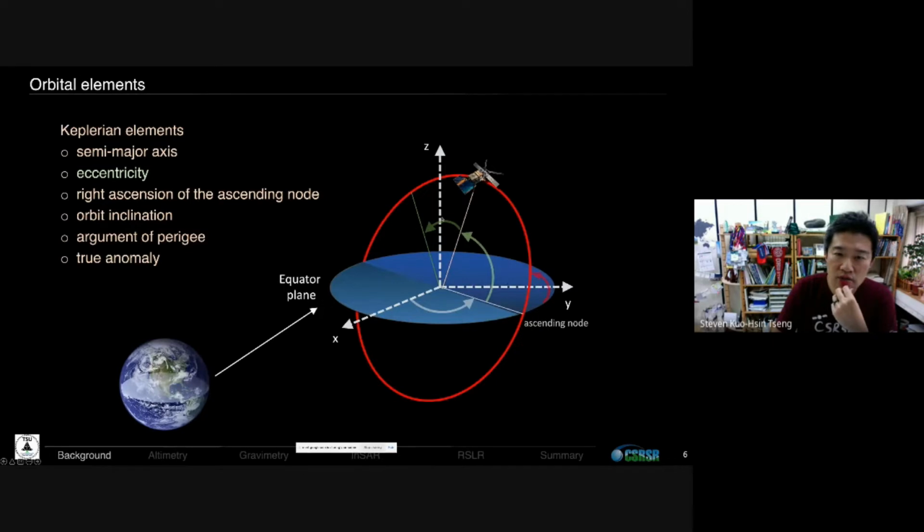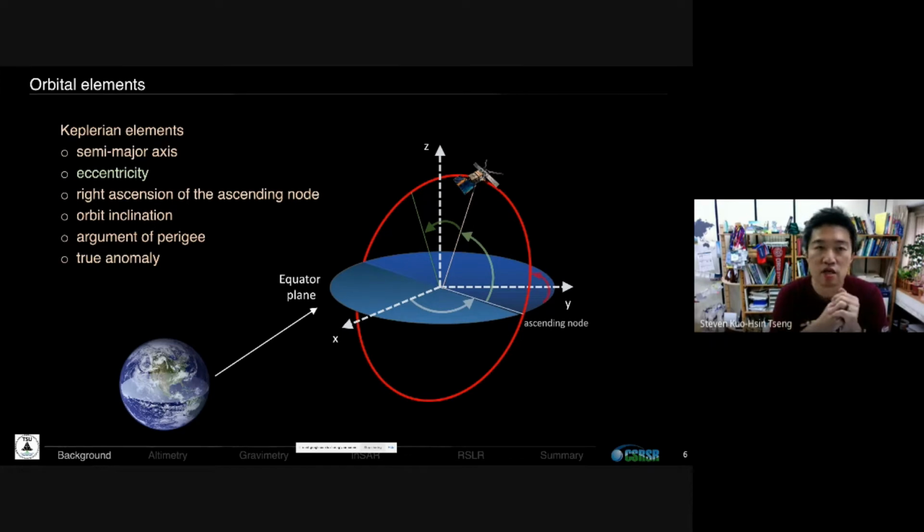And the argument of perigee, this is the perigee. If we treat this as an ellipse, this is the focus. Then the closest point to the focus will be the perigee. And the true anomaly will be where the satellite is at a certain moment. So basically, with these 6 Kepler's elements, we can describe where the satellite is and what the mean motion of the satellite is.